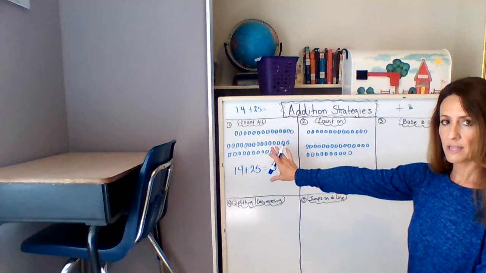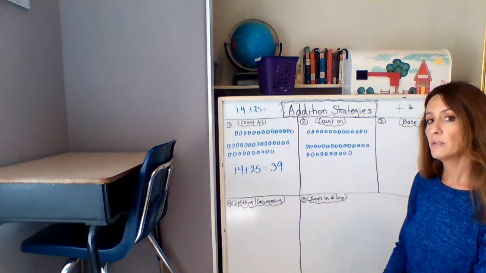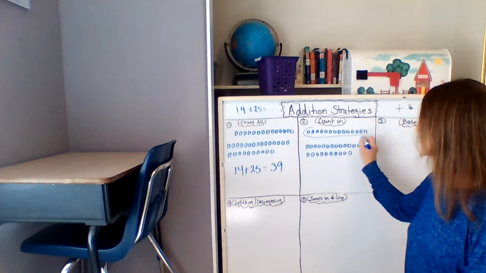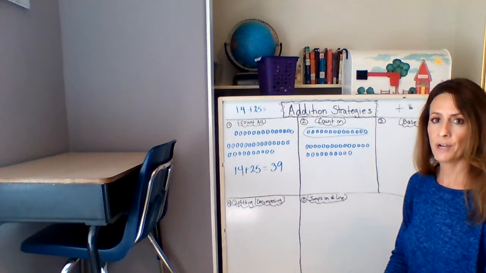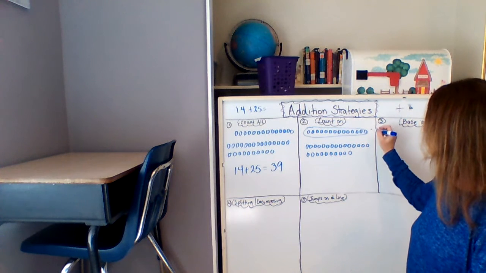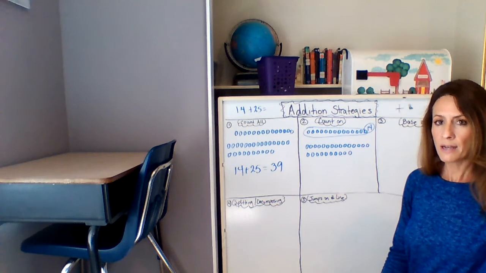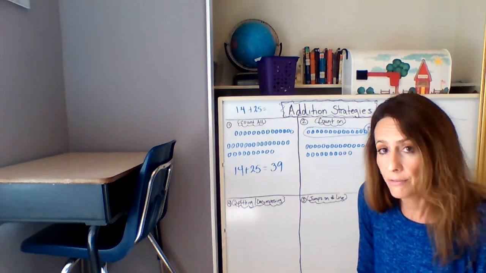Okay, again, it looks almost the same as count all. It's kind of set up like that. However, the difference between count all and count on is that you already know what one of the numbers is, and you're holding that number in your head. So you already know that this is 14. So you're holding that number in your head, okay? And you're going to count on from that number.